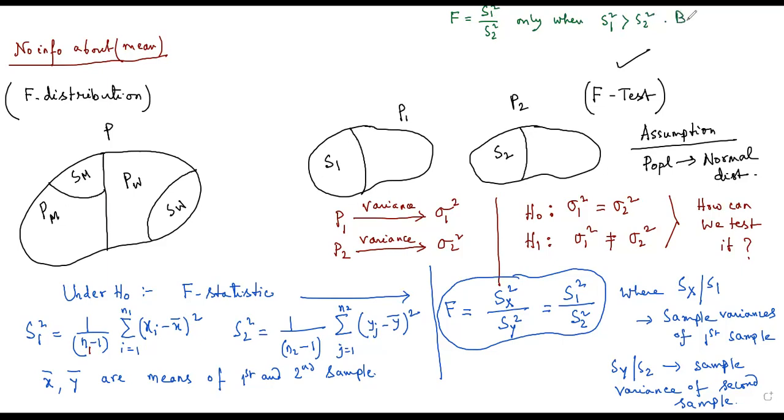But if your variance S2 squared is greater than S1 squared, your formula of F will change its shape. It will be S2 squared by S1 squared. So this important point you have to keep in mind. We will interchange between the two formulas by looking at the variance. If the variance is larger, the larger variance will always be in the numerator, the smaller variance will always be in the denominator. So this is how we actually calculate this F test statistic.